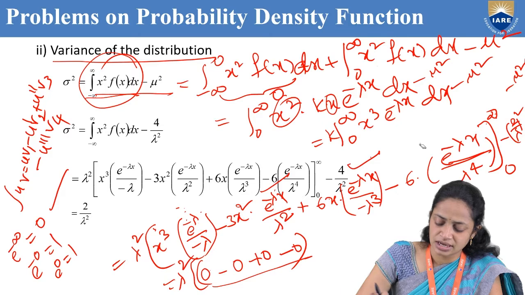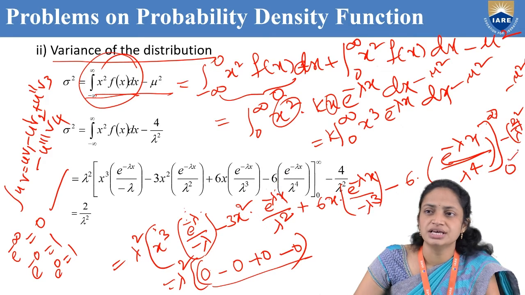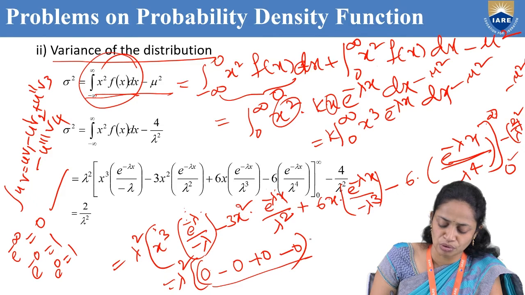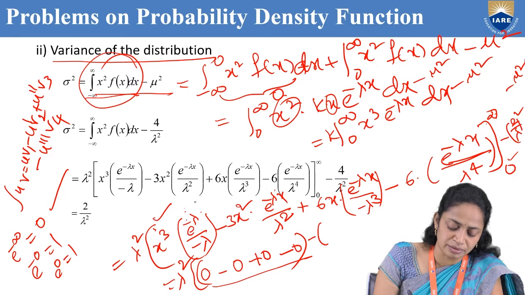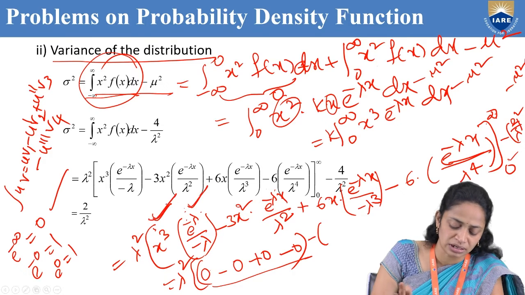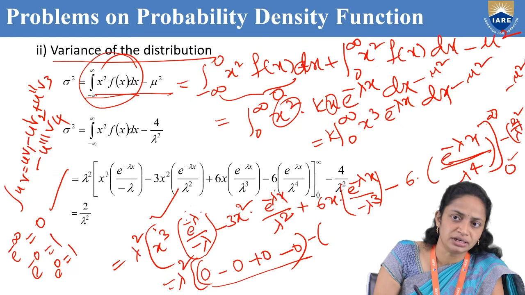Okay, so next, the lower limit. What is our lower limit? Lower limit is 0, right? So if I substitute the lower limit here, this will be 0. So for the upper limit I am substituting here, and for the lower limit I am substituting here. You have to remember this one. So I am substituting the lower limit 0 here.